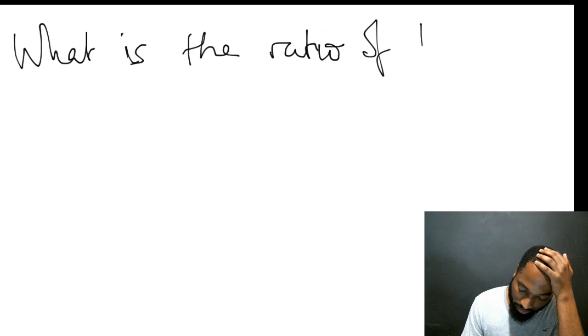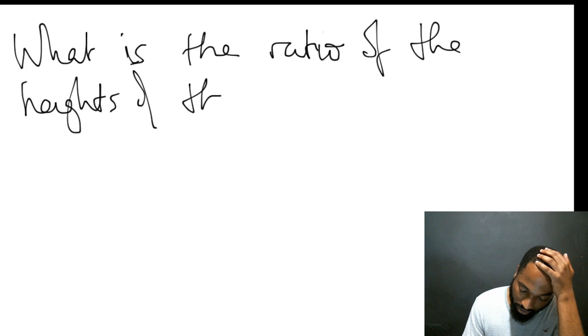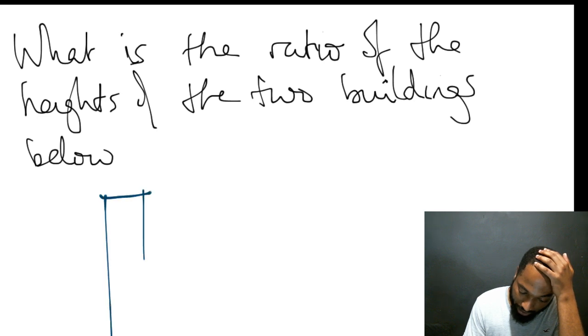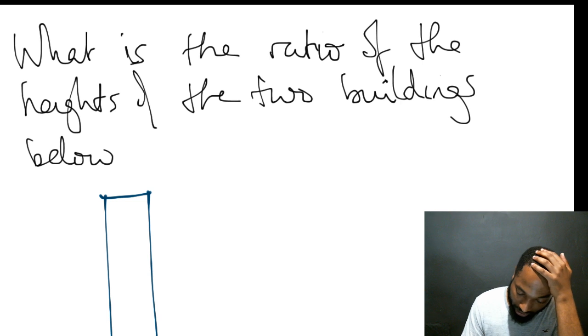One last look at this. You all will get the homework question. One last question. What is the ratio of the height of the two buildings below? So what's the ratio of the height of the two buildings below? And I'm going to draw the buildings. This one, why that building had to come out then from this one and this one.